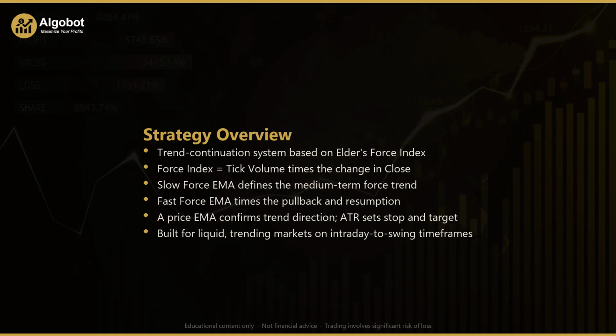Alongside those two force lines, the strategy adds a simple price exponential moving average, defaulting to a length of 40, to confirm the direction of the trend itself, and it uses the average true range to size its protective stop and its profit target. This approach is generally suited to liquid, trending instruments such as major foreign exchange pairs, gold, and stock indices, on timeframes ranging from intraday to swing. It's an educational example of combining momentum, volume, and a trend filter into one rule set. As always, trading carries risk, and losses are a normal part of any strategy.